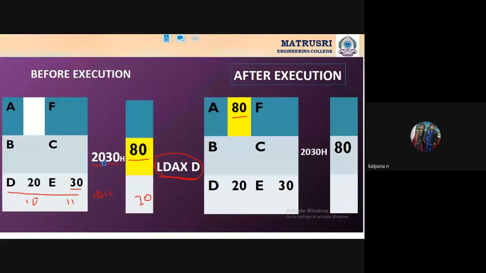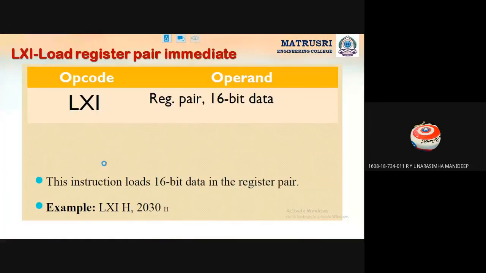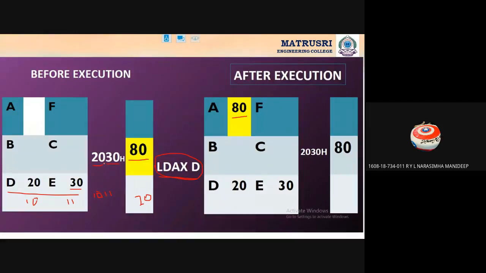I have taken one example, 20, 30, as the first example. Next, what I have taken is 10, 11. Another example is LDAXB that I have mentioned. Now B is having 1, 1, 1, 1. Another example I am taking.